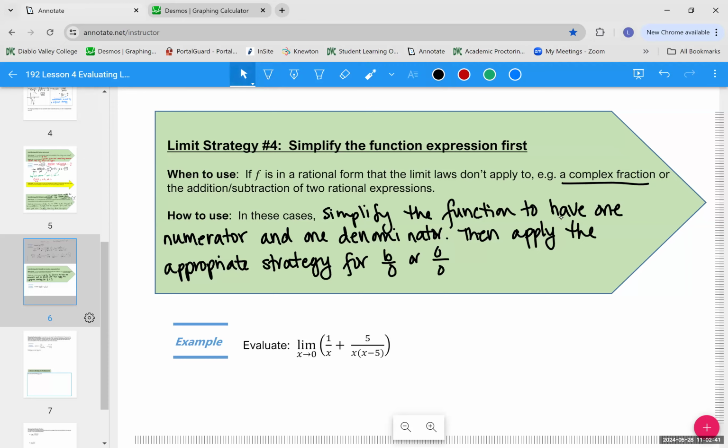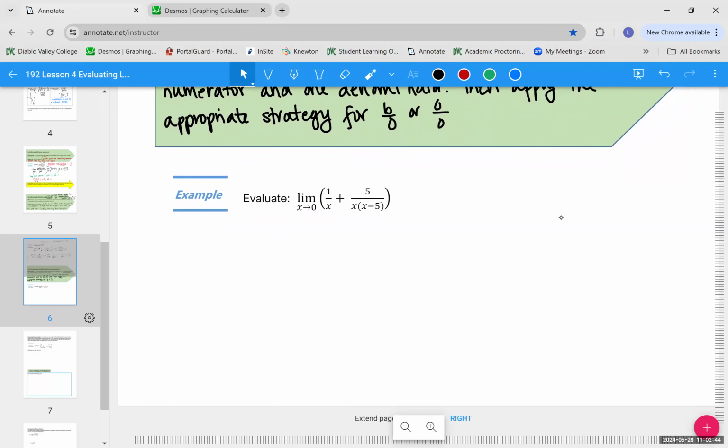So there are a lot of different examples of this. We just have one here. But if I were to try to sub in directly with the 0, I would have 1 over 0 plus 5 over 0. And remember, the limit laws said that we can only apply like the limit of one plus the limit of the other if both of those limits exist, and neither of those limits will exist. So this is not an effective way for us to attempt this limit.